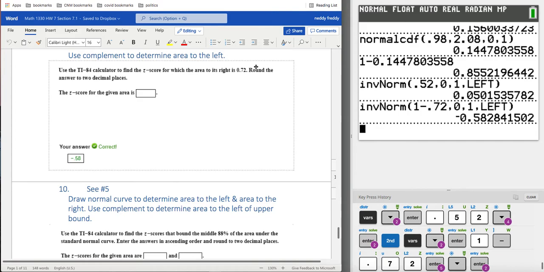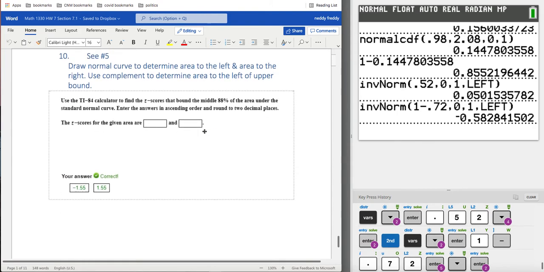And then also they need to know that the probability is always going to be between 0 and 1. So if they get an answer that doesn't make sense, for example, if they accidentally were doing inverse norm when they should have been doing normal CDF, and they end up with a probability number that's negative, then that doesn't make sense. You can't have a negative probability.